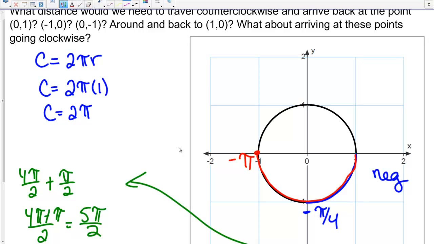To get to the point (0, 1) going clockwise, it's negative 3 pi over 2. And to go all the way around our circle and back clockwise, we are at negative 2 pi.